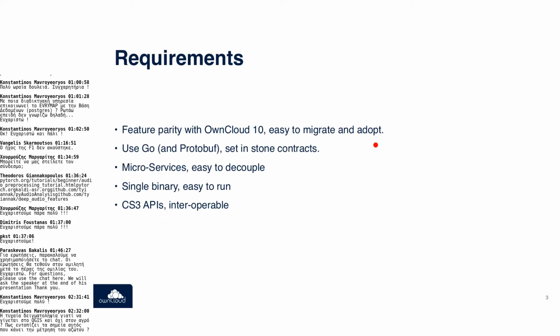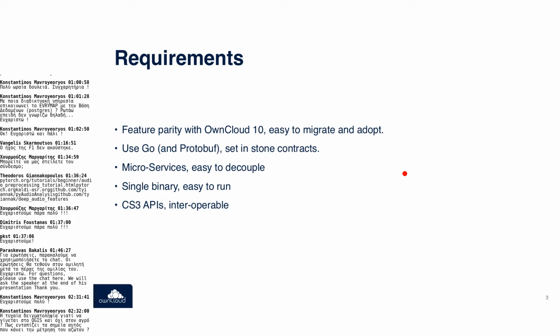So I wanted to talk a little bit about the requirements of the new project and the technical baggage that we had from the past. There was the requirement that the product needs to be 100% feature parity with ownCloud 10, and then we could start adding more features on top of it. So ownCloud 10 will be the latest release from the old backend.